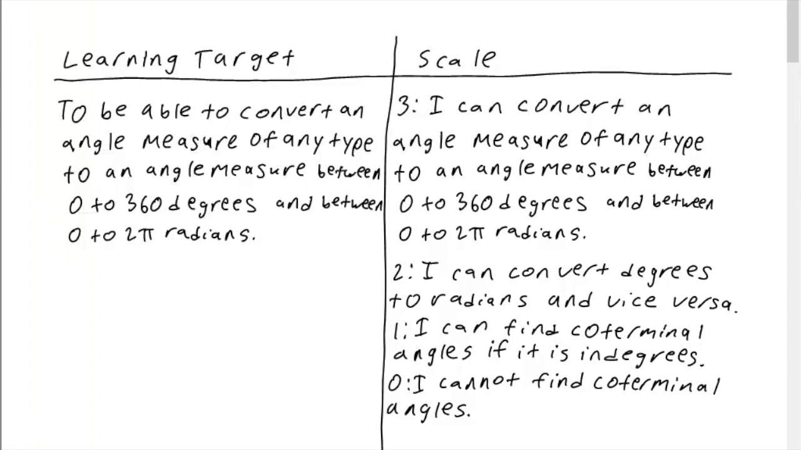2, you can convert degrees to radians and vice versa. 1, you can find coterminal angles if it is in degrees. And 0, you cannot find coterminal angles. Let's get started.